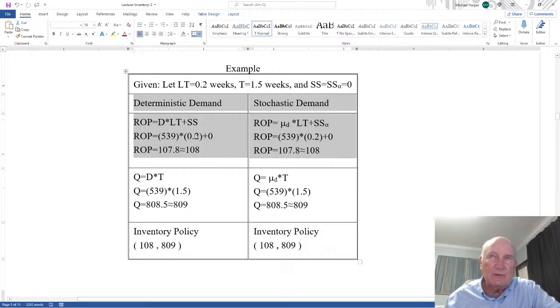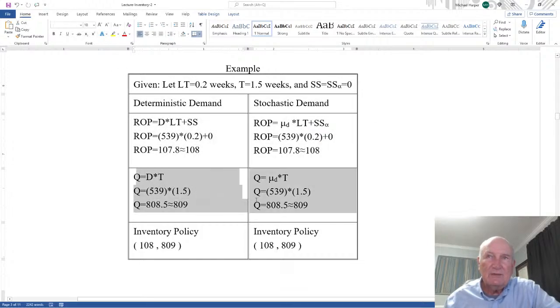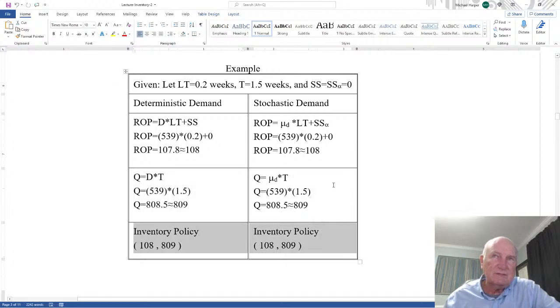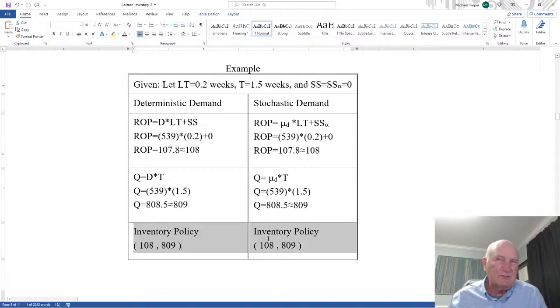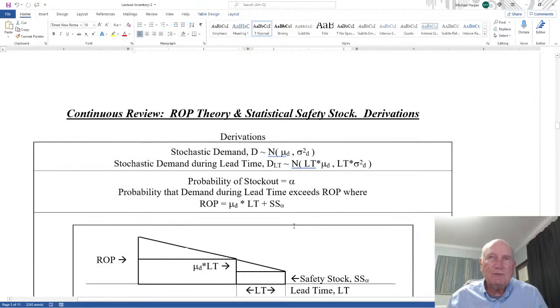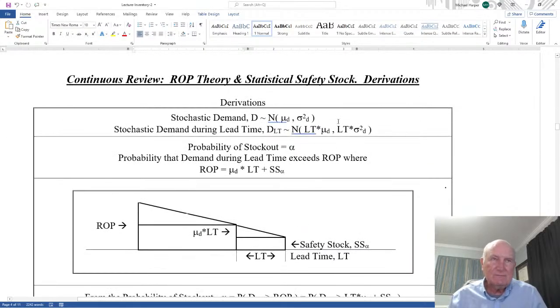And here I have the demand rate. Here I have the mean of the demand rate. The lead time is the same. And so notice in this case, the ROP is the same. For the inventory period of 1.5 weeks here, my demand rate is 539. The mean of my demand is 539. And so the inventory policies are really the same. And that's why I'm starting with 0 safety stock, because if the safety stock is 0, then essentially your inventory policies are going to be the same. There's no difference.